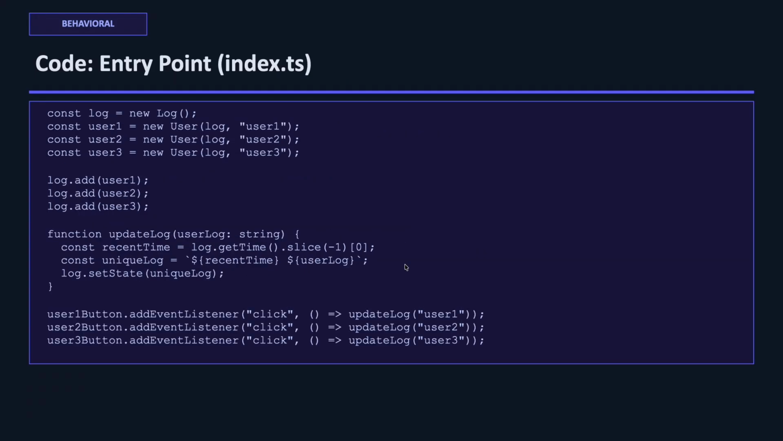If we look at the index TypeScript file, this is where all the wiring happens. We have 6 lines that wire the 3 observers to 1 subject.